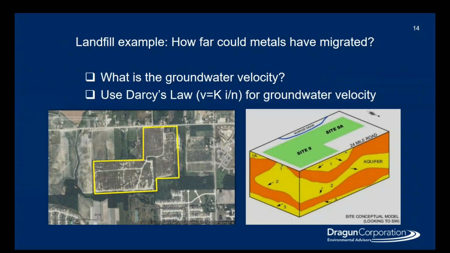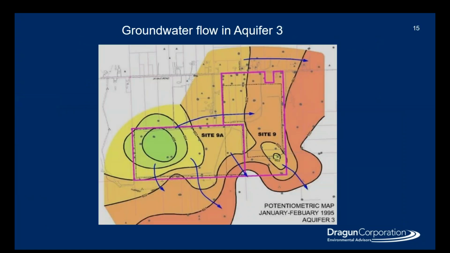And here we're looking at the conceptual site model on the right for this landfill. There were 3 aquifers. We needed to figure out how far metals could have migrated from the landfill. And typically what we would do is figure out the groundwater velocity. We'd use Darcy's law, which we'll talk about later on in the webinar series, which gives us the velocity of the groundwater. And in order to do that, we need things like groundwater flow maps. This is the groundwater flow map for the deepest aquifer, number 3. And we would use this along with permeability and so on to figure out groundwater velocity.